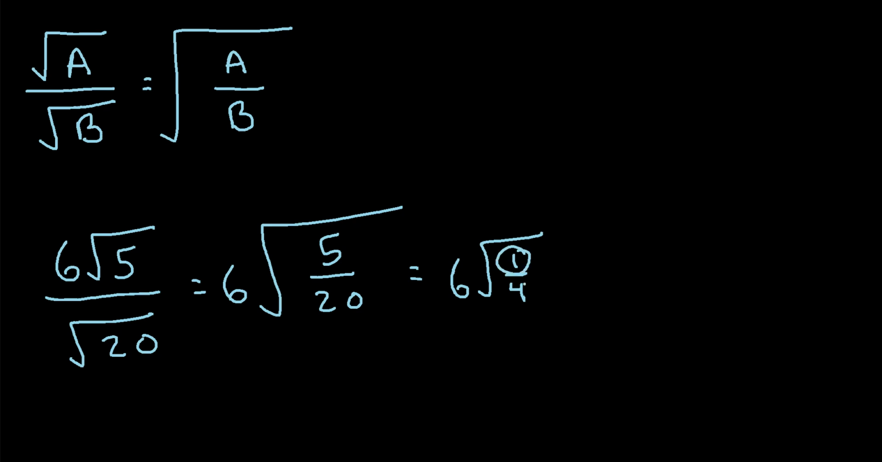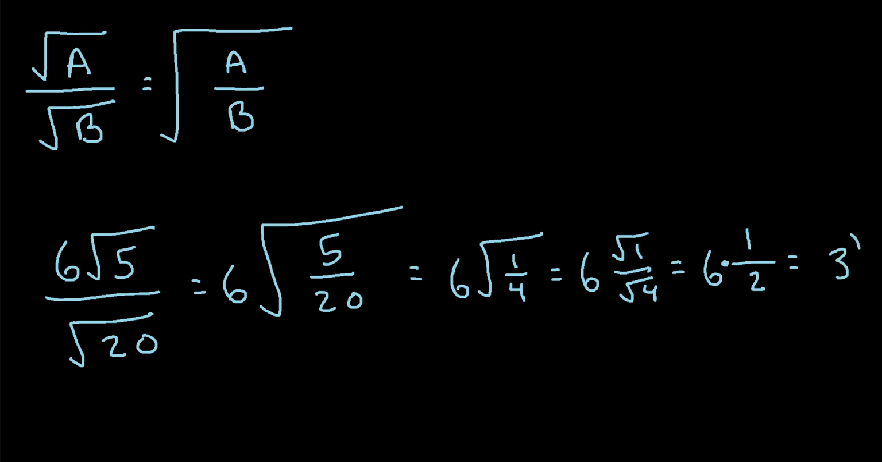And we can take the square root of both the numerator and denominator individually. So we get 6 times the square root of 1 over the square root of 4. The square root of 1 is just 1. So we get 6 times 1 over the square root of 4, which is just 2. So we have 6 times 1/2, or another way of saying that is 6 divided by 2, which is just 3. So that's our final answer.